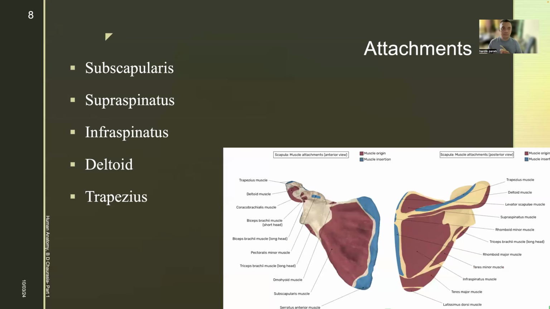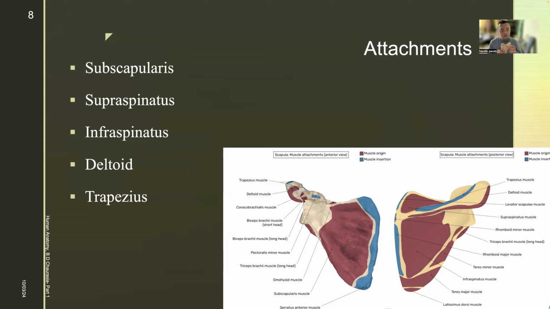So the first muscle which we are going to talk about is the subscapularis muscle, which is connected over here on the subscapular fossa. The larger portion of the subscapular fossa gives origin to the subscapularis muscle, mainly the medial two-thirds of the subscapular fossa. Then the next is the supraspinous fossa; the supraspinatus muscle originates from the supraspinous fossa, on its upper surface. Then from the infraspinous fossa, your infraspinatus muscle originates.